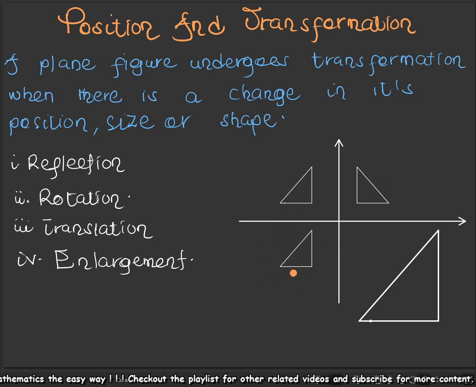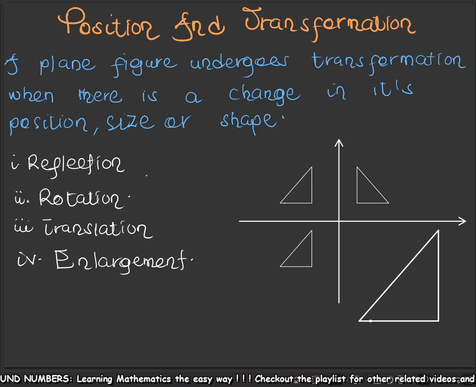It is just the position that has been changed. The size has not been changed, neither has the shape been changed. You see, whenever a shape undergoes a transformation such that only the position changes, and its size and shape do not change, then we call it a rigid motion.